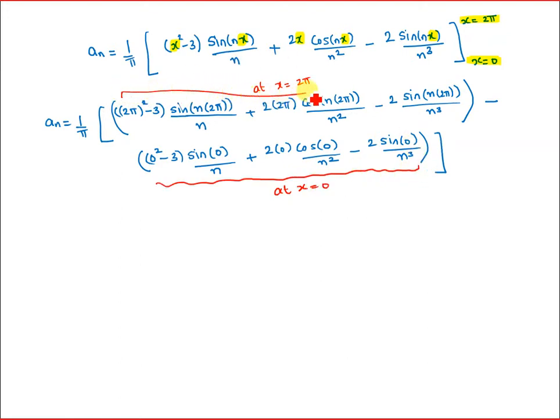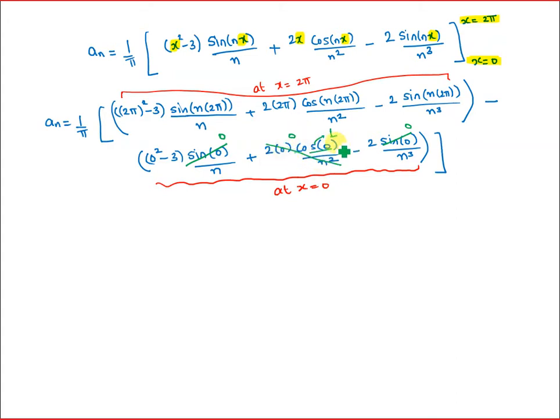Now let's substitute it. So we know that sine of 0 is 0. So this total term cancels, and it is 0 multiplied by something. So this term also cancels to 0. Although cosine of 0 is 1, it is multiplied with 0, so this term cancels.